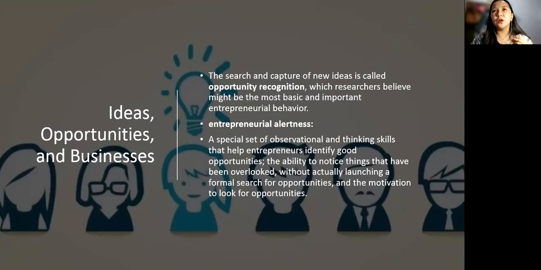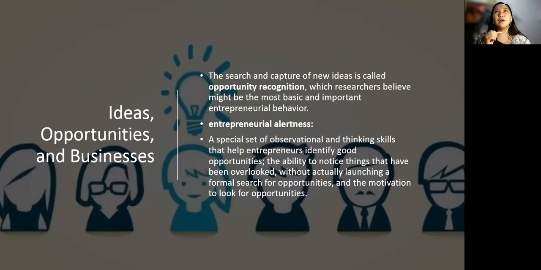There are a lot of definitions of opportunity, but according to this, it boils down to actions that you do or imagine doing in order to achieve some kind of business outcome. This can be creating a new product or service, or delivering an existing product or service that people will buy or use. The search and capture of new ideas is called opportunity recognition. Researchers believe that it might be one of the most important entrepreneurial behaviors.